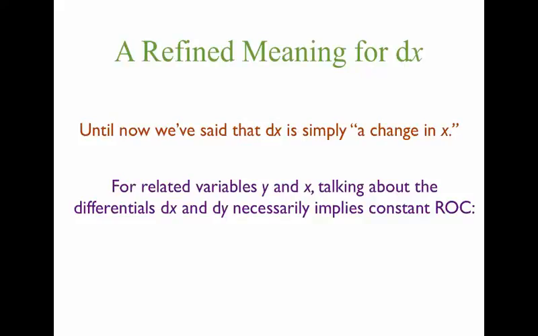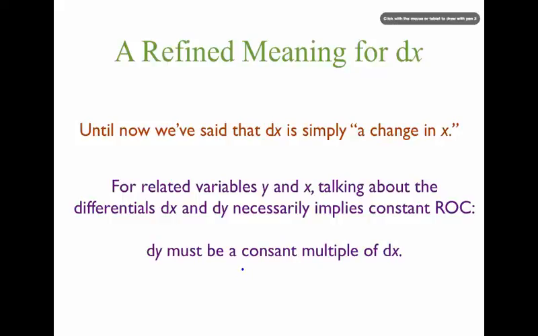One more note on that. If you have related variables y and x, and you're talking about the differentials dx and dy, talking about differentials dx and dy necessarily implies constant rate of change. If you're talking about how x and y vary together, and you're talking about dx and dy, that means you're talking about constant rate of change, and these are little changes in dx and dy. Otherwise dy must be a constant multiple of dx, like we've been talking about. dy equals m dx.